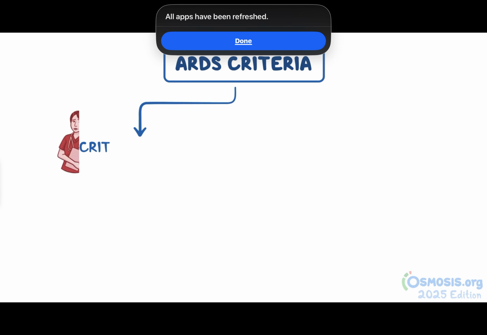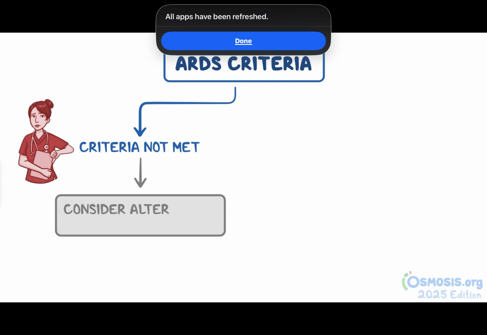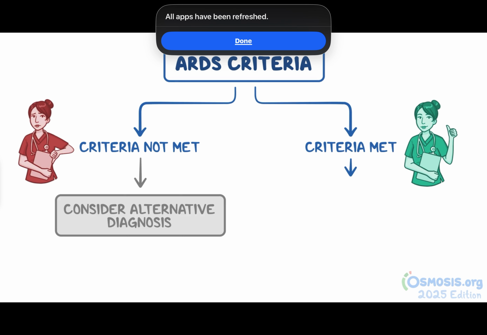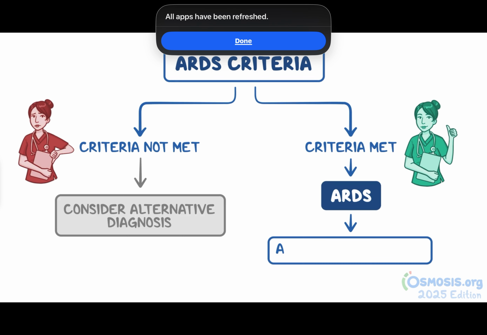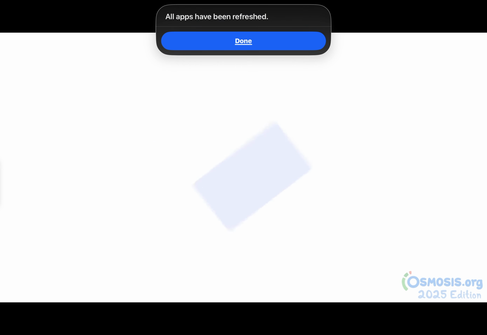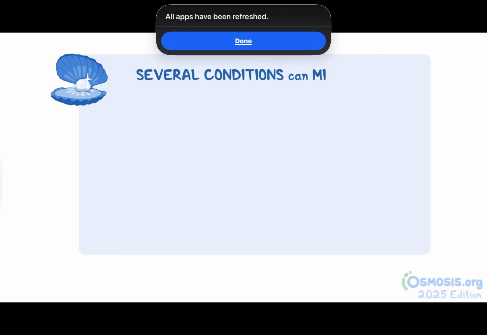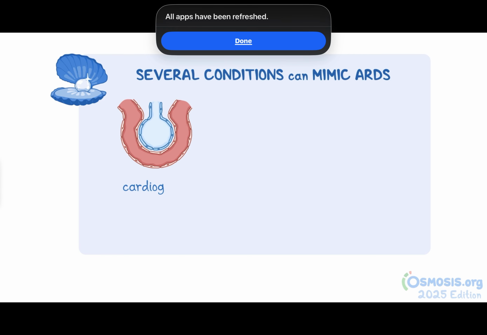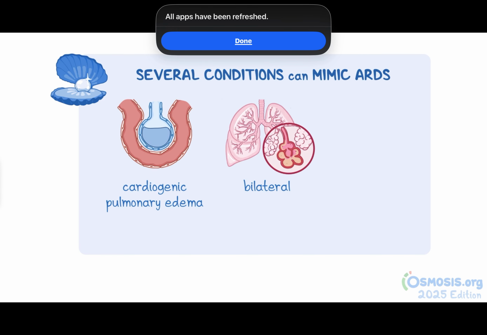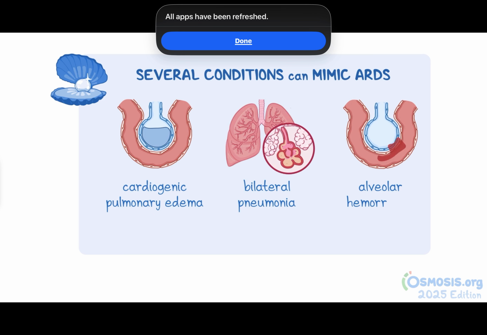If these criteria are not met, consider an alternative diagnosis. On the other hand, if ARDS criteria are met, then diagnose ARDS and assess the PaO2-FiO2 ratio. Here's a clinical pearl. Several pulmonary conditions can mimic ARDS, such as cardiogenic pulmonary edema, bilateral pneumonia, and alveolar hemorrhage. So always include these conditions in your differential diagnosis.